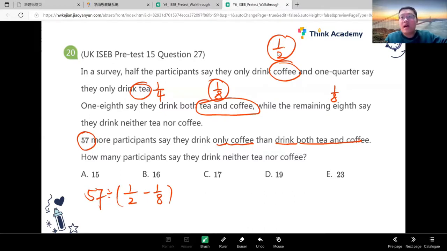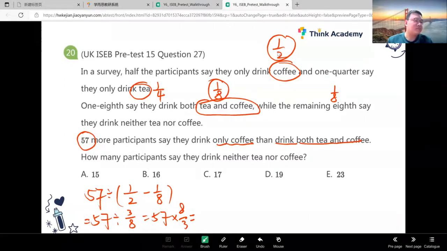And what do you get? They must be very British. Yeah, I think so. So 57 divided by, actually going to be 3/8, right? So that equals to 57 times 8/3. So what do you get? What do you get, guys? 57 divided by 3, you got 19. 19 times by 8, you got 152. And what does that mean? That means how many participants do we have in this survey in total?